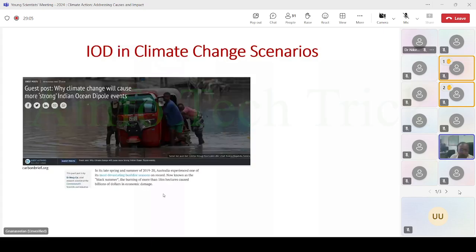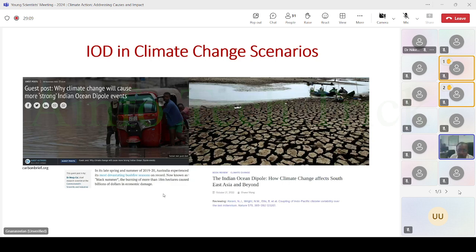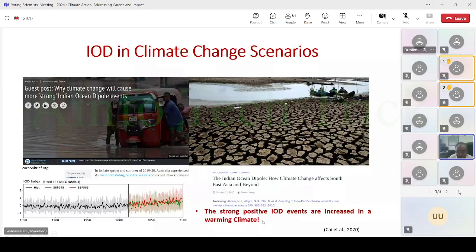You can see the IOD in the climate change scenario. That's an important question: what will happen to the IOD when the globe is warming? The studies have found from the CMIP models that strong positive IOD events are increased in a warming climate. So that is very, very important.